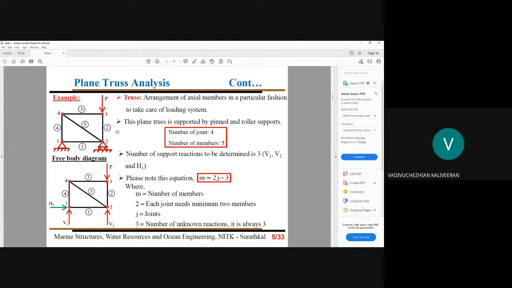You have joint 1 and joint 2. In joint 1 and joint 2, you have your supports. At joint 1, you have a pinned support. At joint 2, you have your roller support.